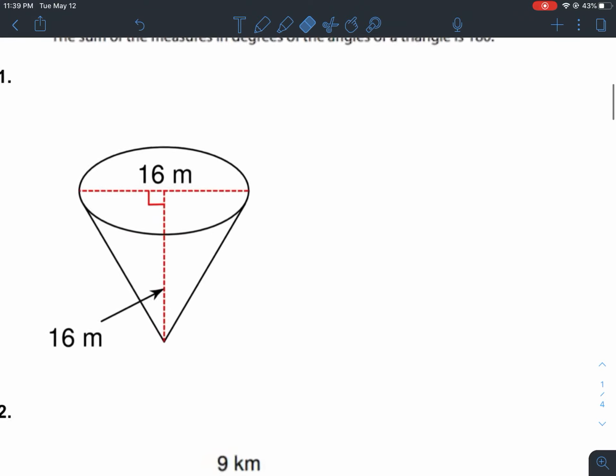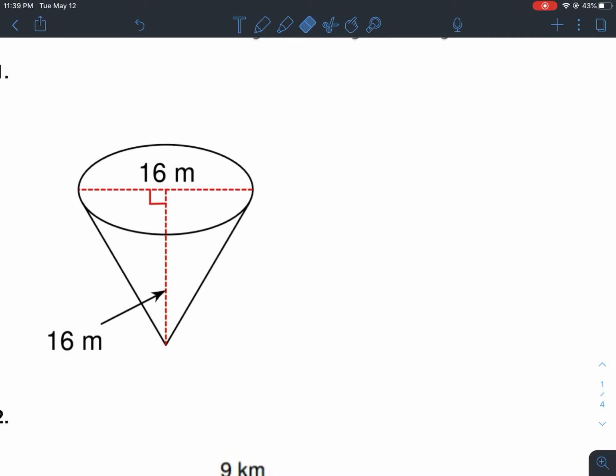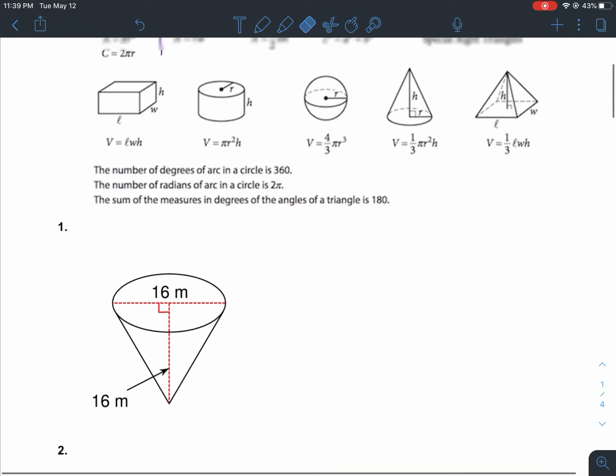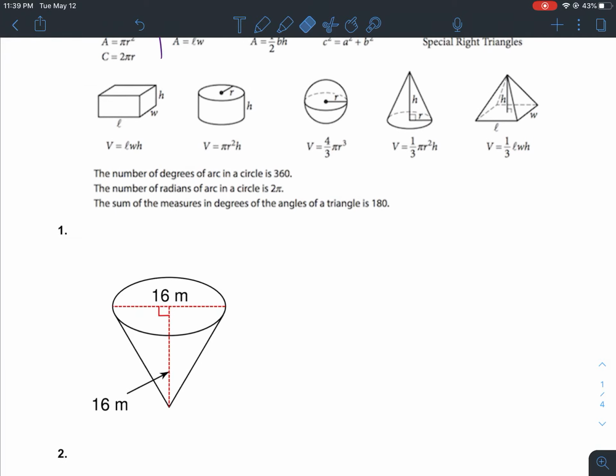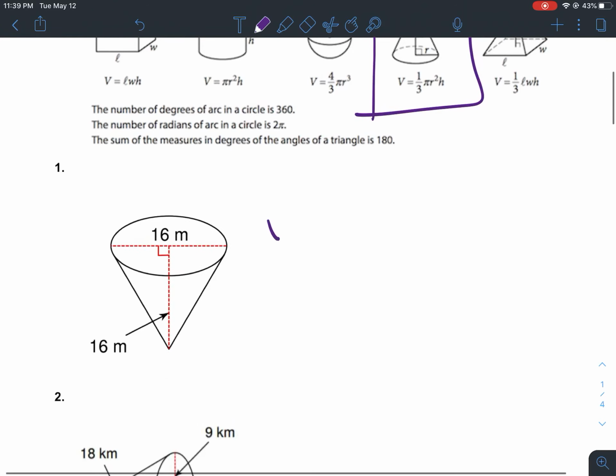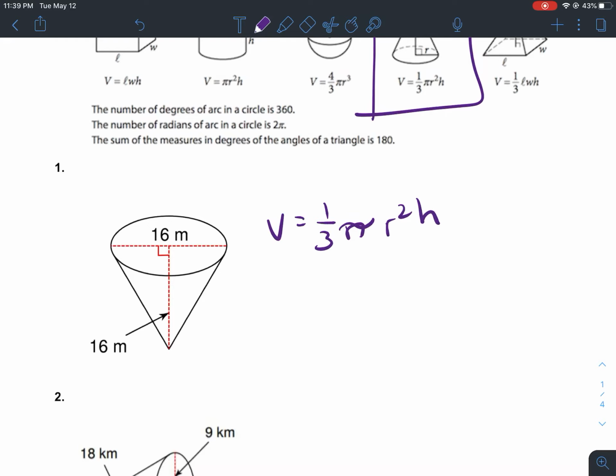So for number 1, we have to find the volume of this cone. I guess first step is knowing that it's a cone. And once you have that, you can go ahead and find the volume formula for a cone up here. The volume is 1/3 pi radius squared times the height. Now, one thing you really need to pay attention to is if they gave you the diameter or the radius.